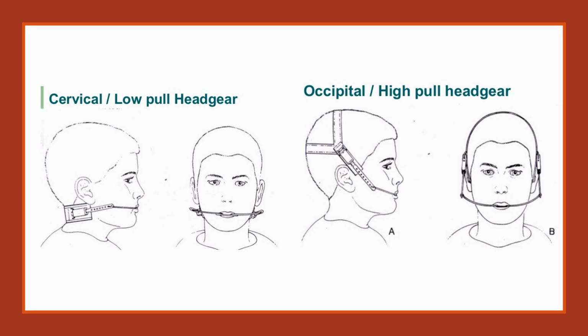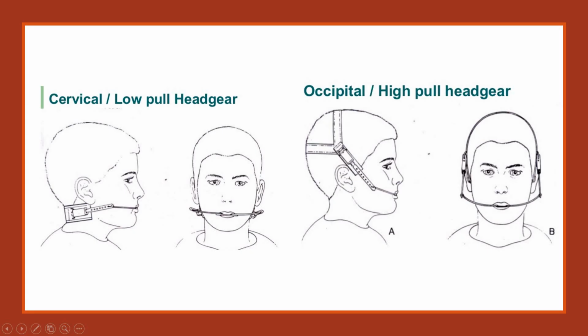Headgear prevents the retroinclination and exerts a pull as far forward as possible, and prevents the maxilla from rotating downward and backwards. Also here, headgear helps us to distalize the first molars.